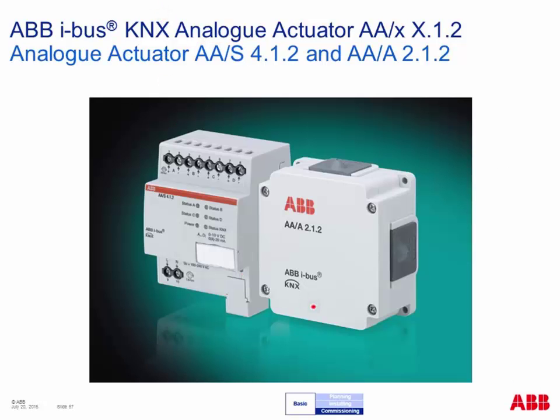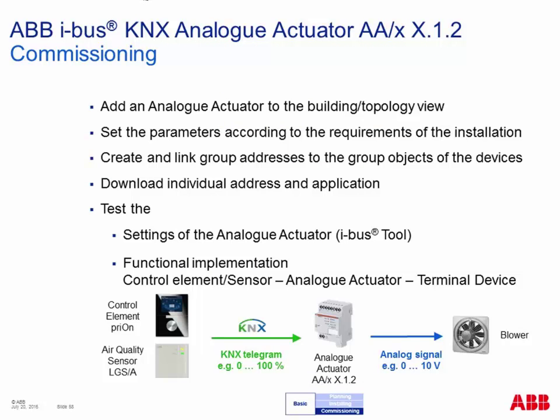So now let's come to the next chapter in our basic level, which is the commissioning. Start the ETS, ETS 4 or 5, and insert the device, the analog actuator, into your building view or topology view, depending on what you prefer. Then set the parameters of the actuator depending on the requirements of the installation, whether it's a voltage output or a current output, the signal 0 to 10 V or 4 to 20 milliamps.